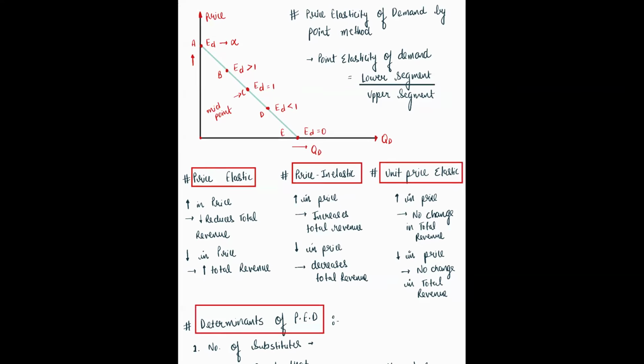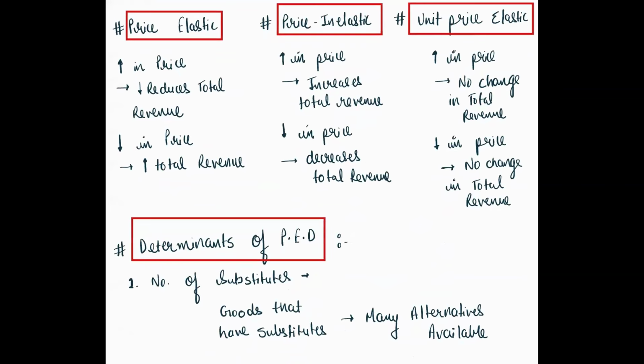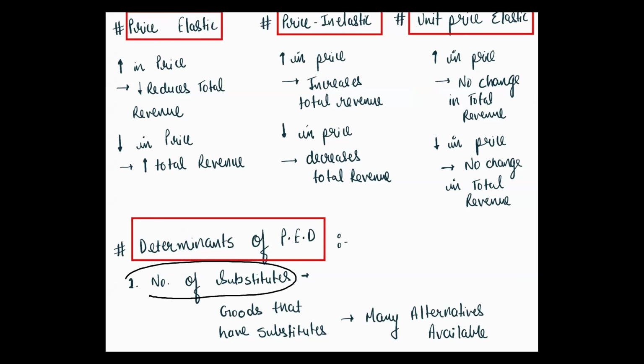Now, as we have known the price elasticity of demand completely, there are some determinants which are impacting the price elasticity of demand. सबसे पहला है number of substitutes. Number of substitutes is a determinant or a factor of price elasticity of demand, right? Like we used to say in demand factors. First one is number of substitutes.